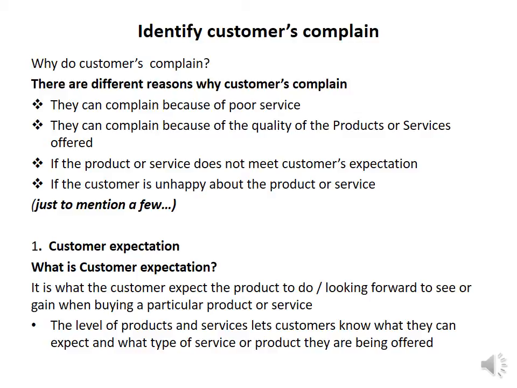The first one is customer expectation. We need to ask ourselves, what is customer expectation? When a customer buys a product or service from us, they've got a certain expectation. They are looking forward to see or gain certain results when they are buying a certain product or service. The level of product and service lets customers know what they can expect and what type of service or product they are being offered when they buy a product from our organization.